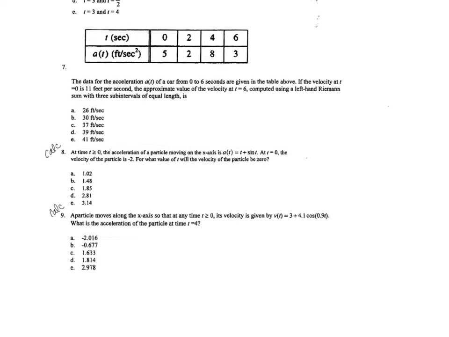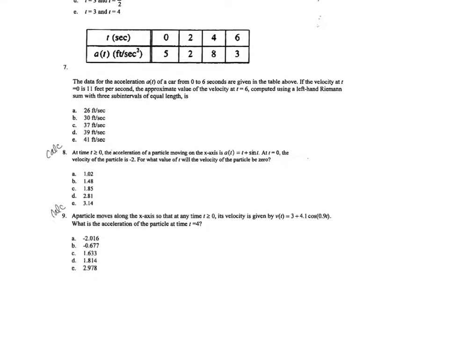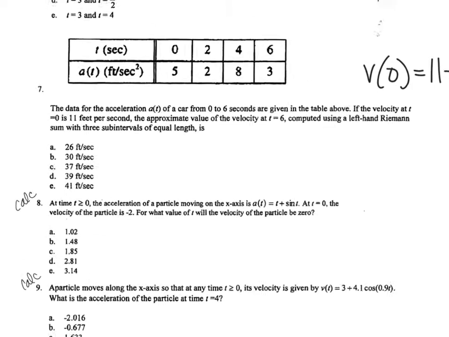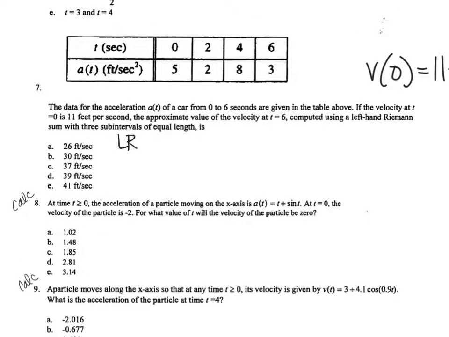Number 7, the data for the acceleration of a car from 0 to 7 seconds are given in the table above. If the velocity at time t equals 0 is 11 feet per second, this is the initial velocity. So v of 0 is equal to 11. The approximate value of the velocity at time 6, computed using a left-hand Riemann sum with 3 subintervals of equal length is. So LRAM3, the first thing we look at is all of our subintervals are the same length.